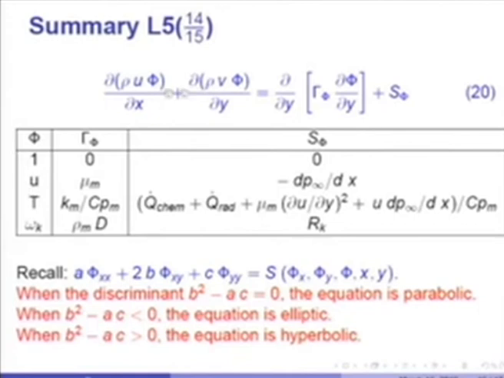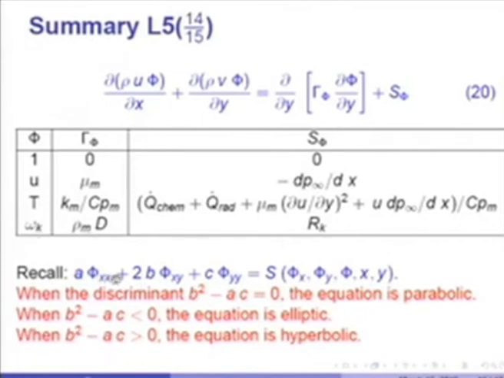For phi equal to u, you will see that this term is simply the viscosity, and this term is minus dP infinity by dx. For temperature, this term can be taken for phi equal to temperature. This term can be taken as Km divided by Cpm, and all the right hand side will be divided by Cpm. And for species K, this.